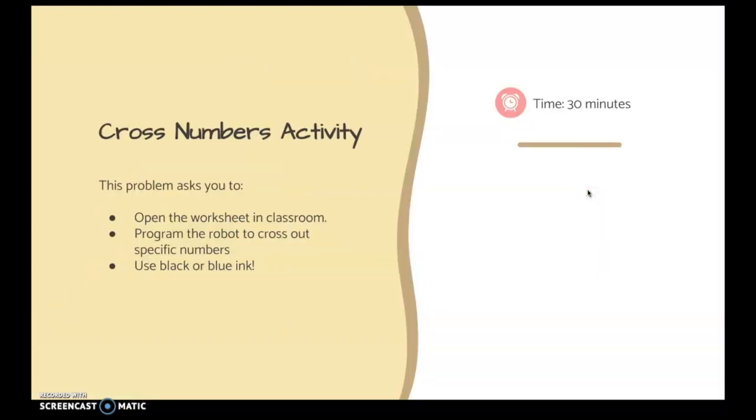So now we're going to take a look at the cross numbers activity. This problem is going to ask you to open the worksheet in Classroom, and then you're going to program the robot to cross out specific numbers. You're actually using blue and red ink to alternate back and forth between the 2 numbers, which you'll see in the worksheet. So let's take a closer look.